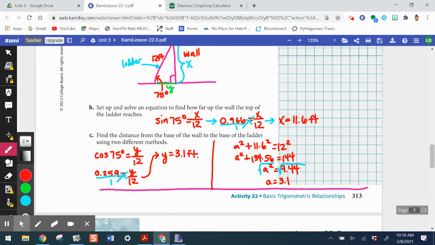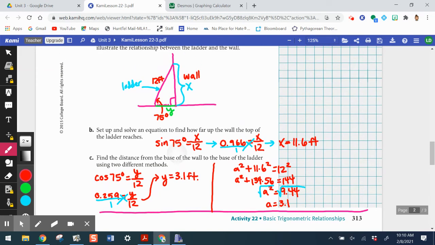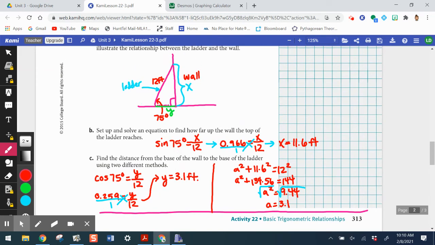Now, they also want us to show using another method, so I just use the cosine of 75 because now we're trying to find the distance from the base of the wall to the ladder, which in reference to this 75-degree angle, this side right here is our adjacent side. So I have the adjacent side. I already knew the hypotenuse, so cosine should make sense.